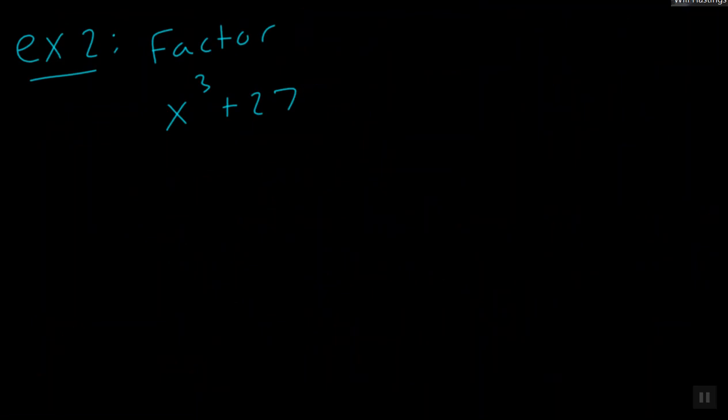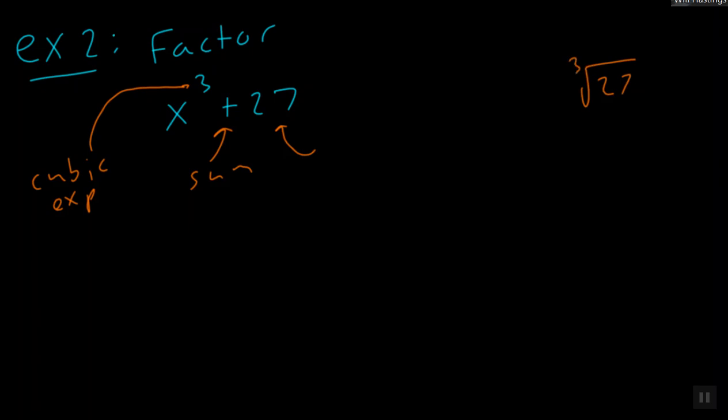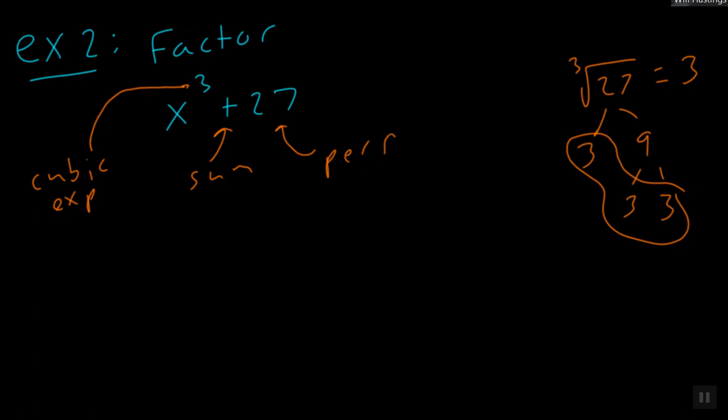Okay, for example 2, we want to factor x cubed plus 27. Now remember, what are my clues here? 1, I know that this is a cubic expression. I know that this is a sum, and I know that this is potentially a perfect cube. So let's just test that out. Here's the cube root of 27. It breaks down into 3 and 9, and 9 breaks down into 3 and 3, and we can then circle those. We know that the cube root of 27 is 3. This is what's called a perfect cube. So let me go ahead and write that.